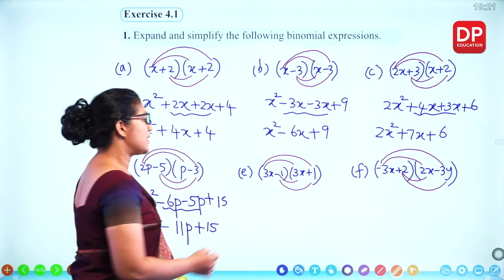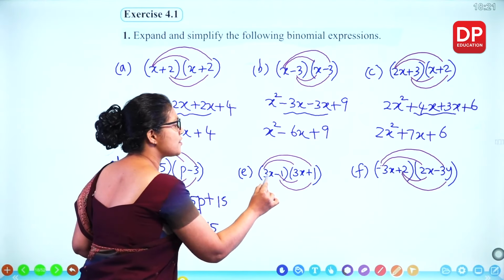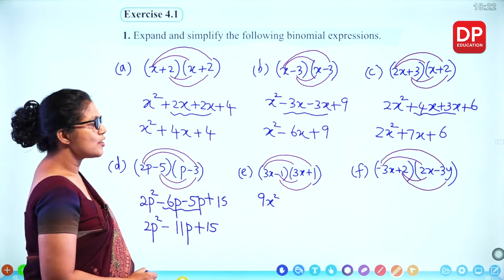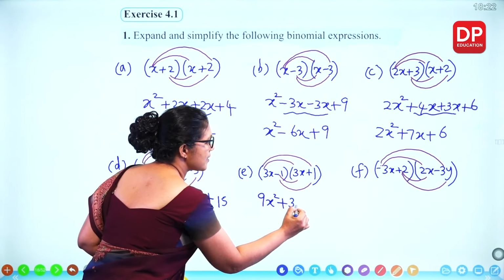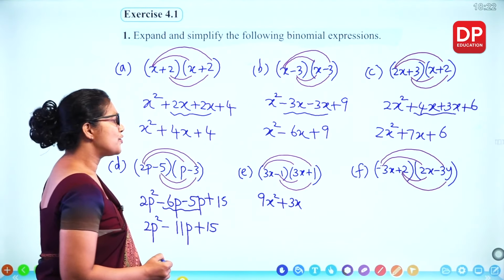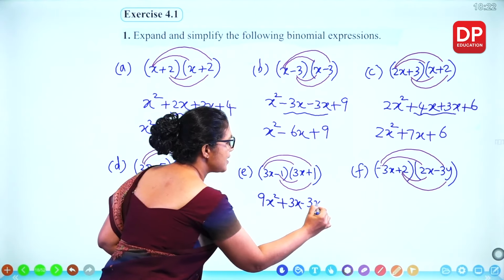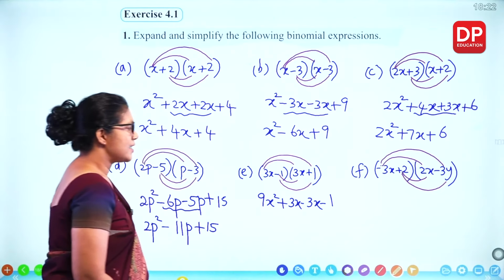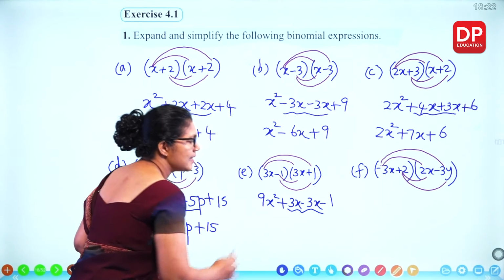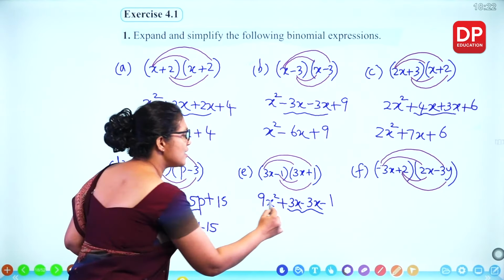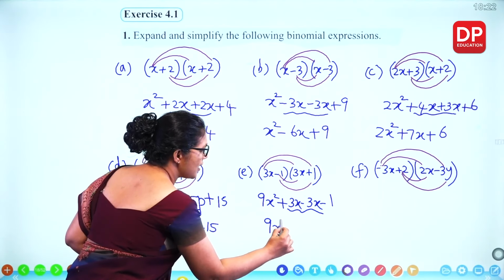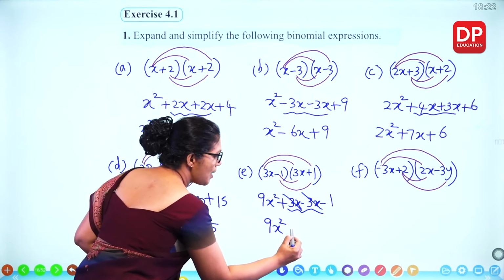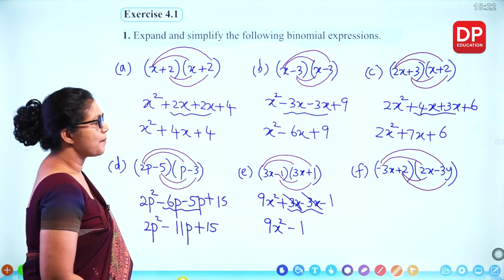Here what you get? First one is 3x into 3x, 9x squared. 3x into plus 1, plus 3x. Minus 1 into 3x, minus 3x. Minus 1 into plus 1, minus 1. Here what happens? 3x gets cancelled out. So what you get? You get 9x squared minus 1.